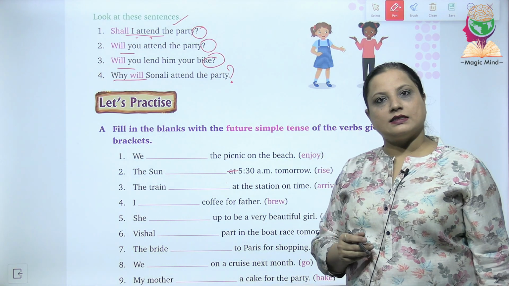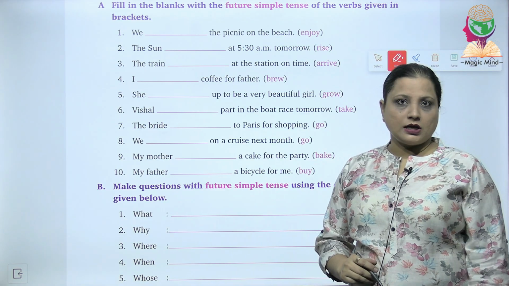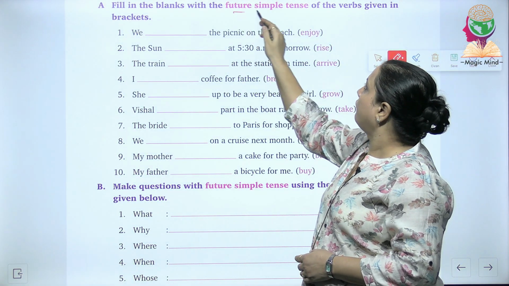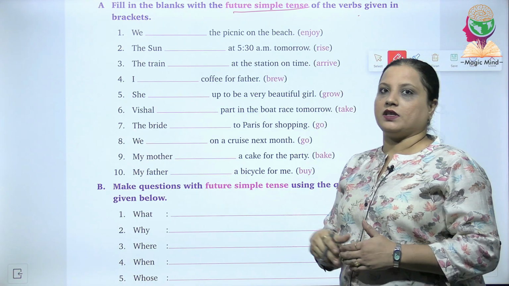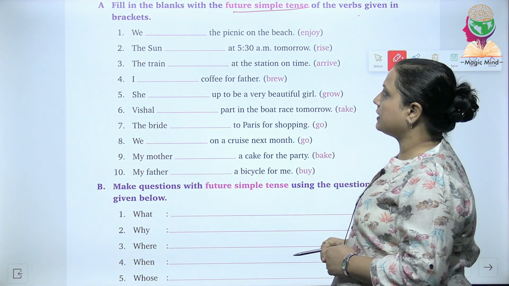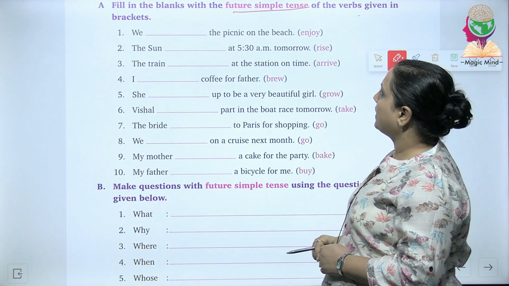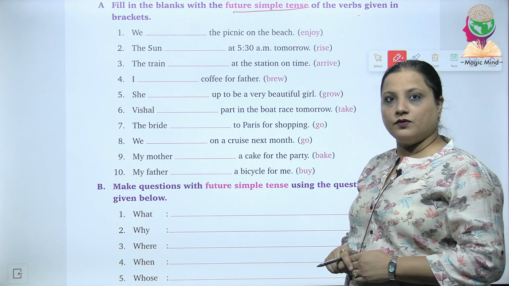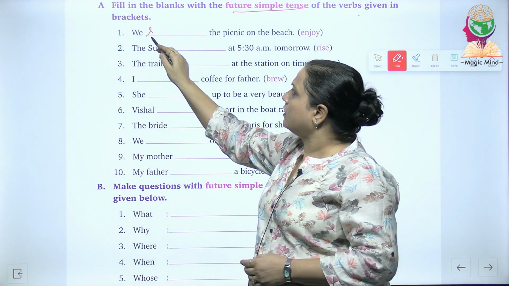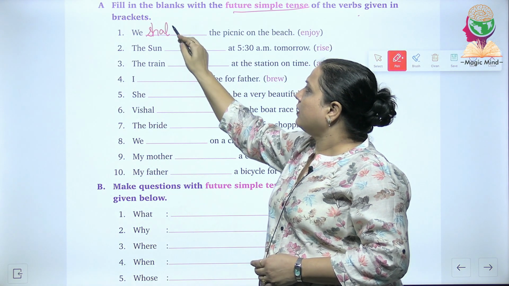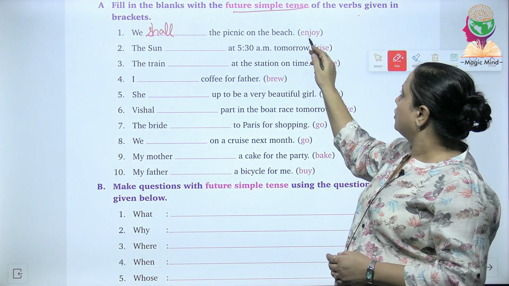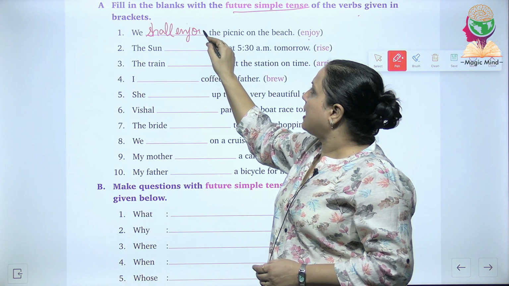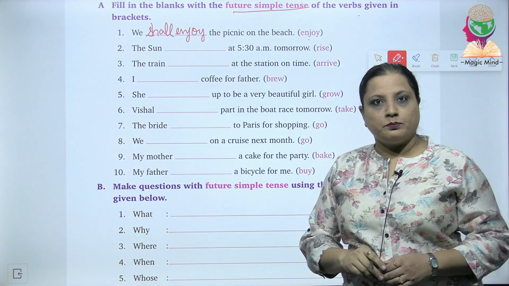Let's now do the exercises quickly. Question A of this practice says, fill in the blanks with future simple tense of the verbs given in the brackets. The first sentence is, we dash the picnic on the beach. Now we use shall with I and we. So first we will write shall, we shall, and then the base form of the verb. What will be the verb here? We will write enjoy. We shall enjoy the picnic on the beach.